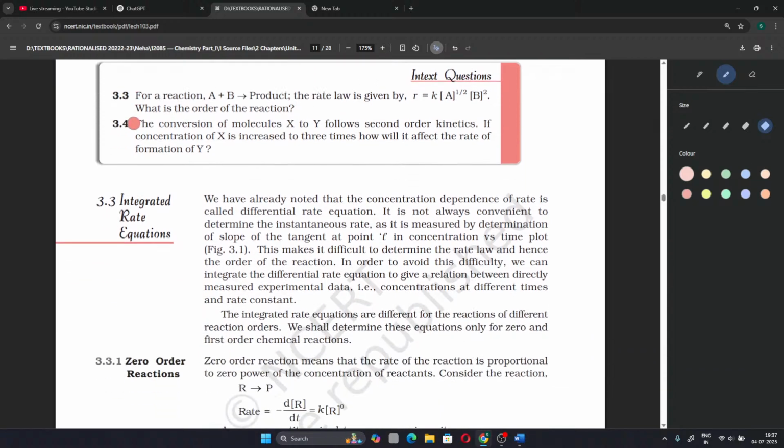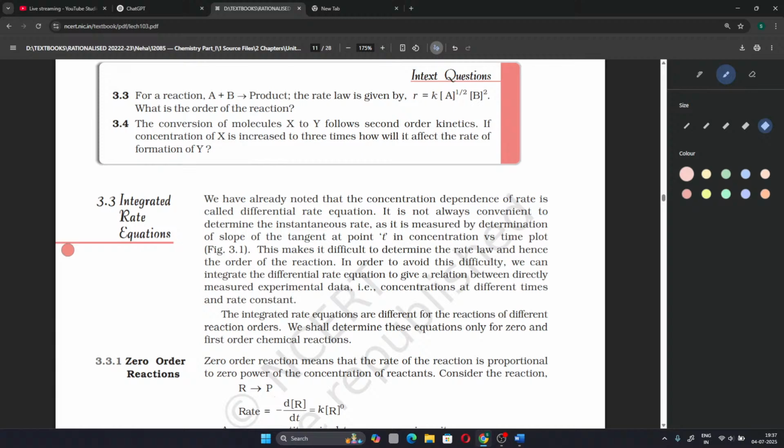Now let's see the in-text question. For reaction A plus B giving the product, the rate law is given by R equals K times A power 1 by 2 and B power 2. What is the order of the reaction? It is 1 by 2 plus 2. It is either 5 by 2 or 2.5.